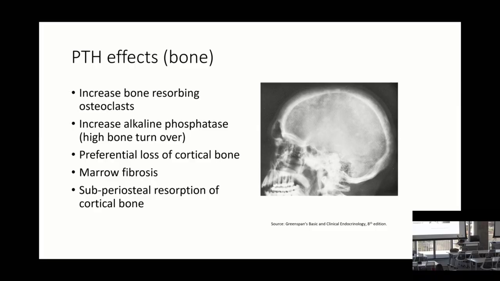They can have things like subperiosteal resorption of cortical bone. You can see how lucent the skull is looking on this X-ray, and that's the effect of parathyroid hormone excess.